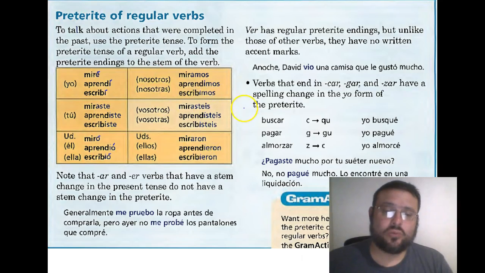With vosotros, generally we skip over those because that's used in Spain only. However, if you are possibly going to deal with Castilian Spanish speakers, those are speakers from Spain, you may want to learn those. You can, of course, just look at these as you go, if you're curious about that. But the vosotros is a plural form for you all, and it's used for a group of friends or a group of children. However, in countries of Latin America, you will not use that at all. But here they are, just so that you have them. It would be mirasteis, aprendisteis, and escribisteis.